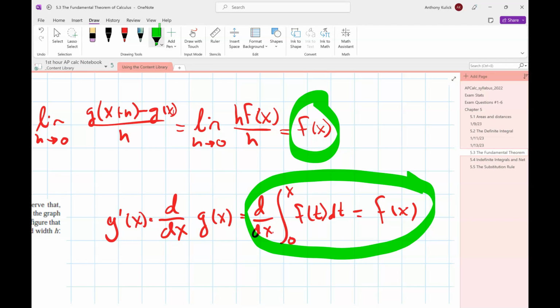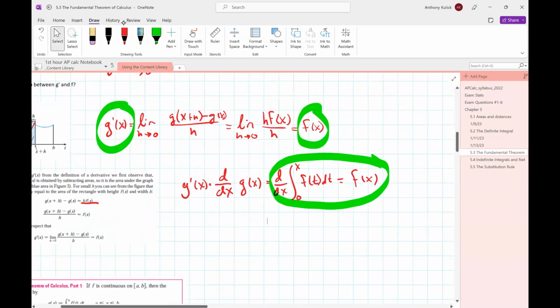Integrals and derivatives are inverse operations of each other. This is great news for us. This will make life enormously easier because we're already very good at dealing with derivatives.